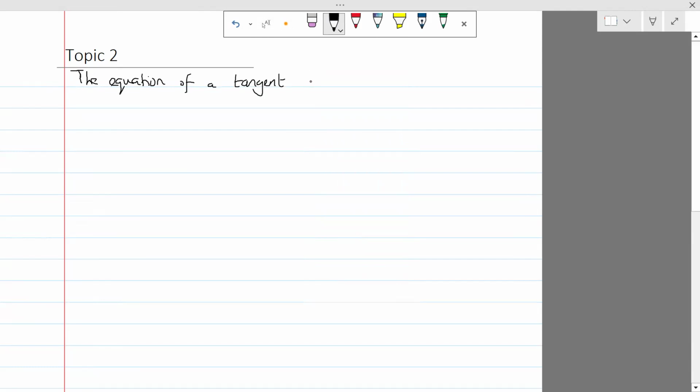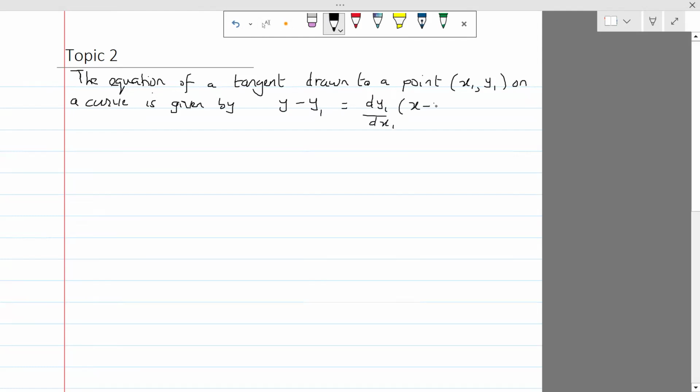The equation of a tangent drawn to a point x1, y1 on a curve is given by y minus y1 equals dy1 over dx1 times x minus x1. Now, I'm required to find the equation of the tangent.